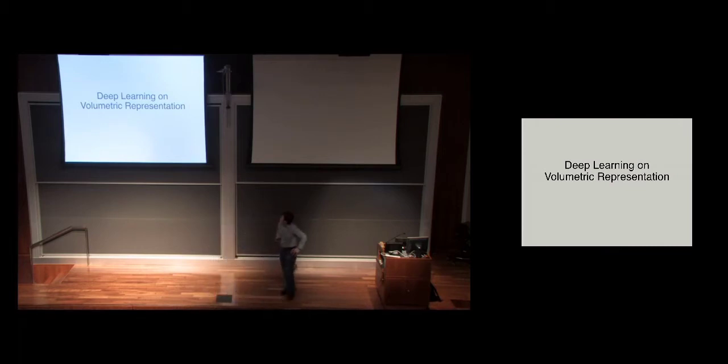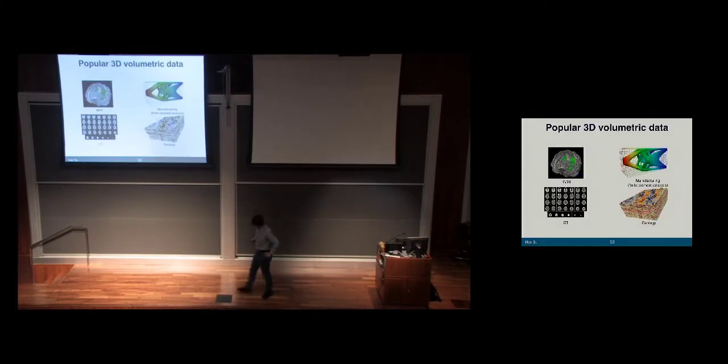The next representation is the volumetric one, which is more 3D. So volumetric data is very popular. Like for MRI data, that's volumetric. In structural engineering, people have to use the finite element methods. A lot of times, they also use this kind of volumetric data. For physiology, they also have this volumetric data about the Earth shell.